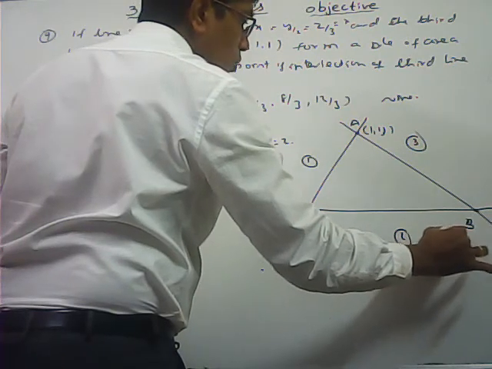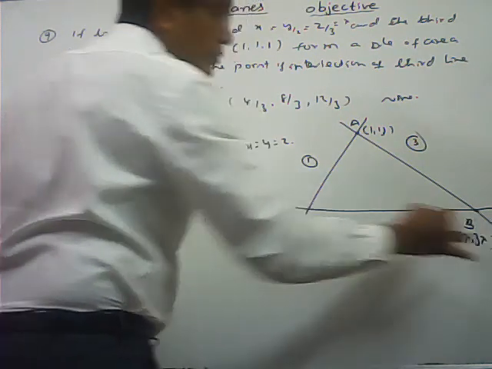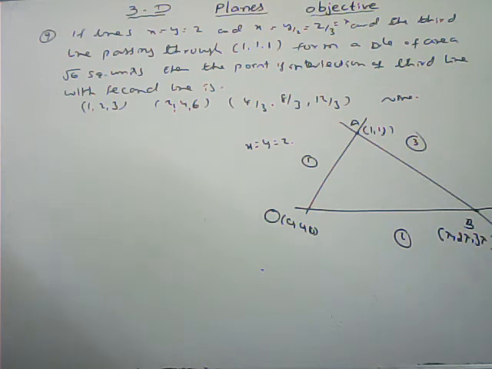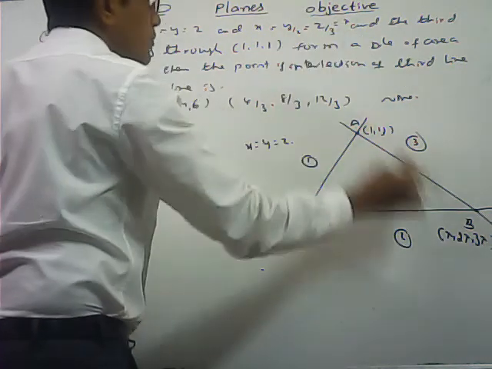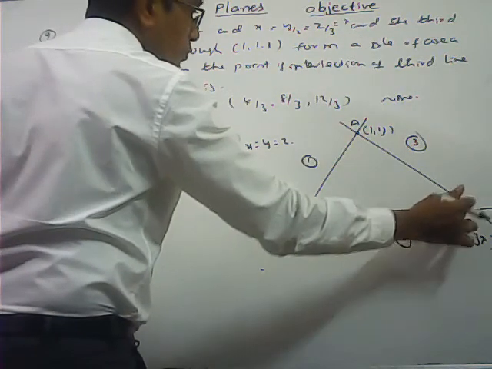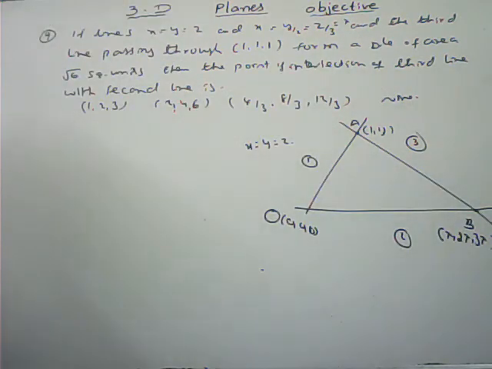Lambda, 2 lambda, 3 lambda, I am taking that as the point of intersection. I am considering that point B only. Any point on that line, by equating to lambda, we can get something. That one I am taking as the point of intersection, considering point B only.